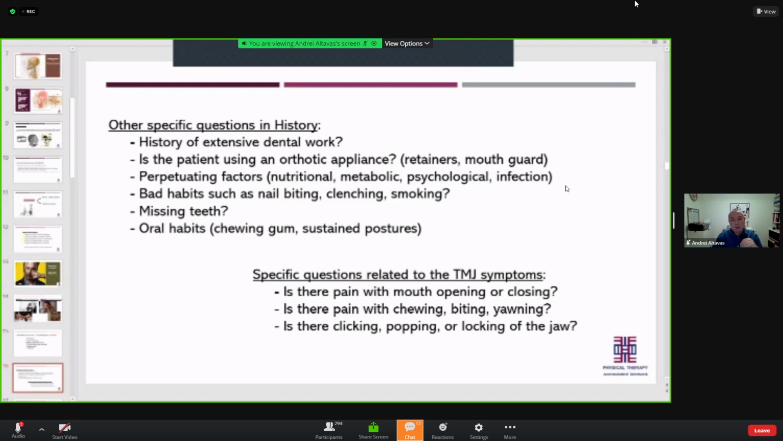Now, are there any perpetuating factors such as nutritional, metabolic, psychological, or infection? Bad habits, again, we talked about parafunctions. Those are things we need to find out. Do they have missing teeth?